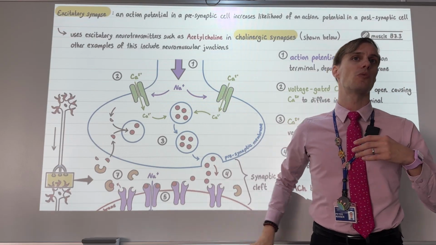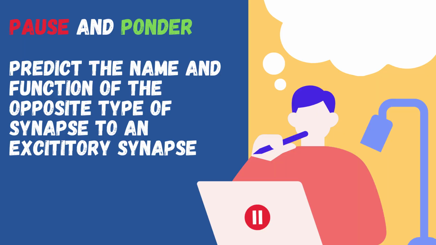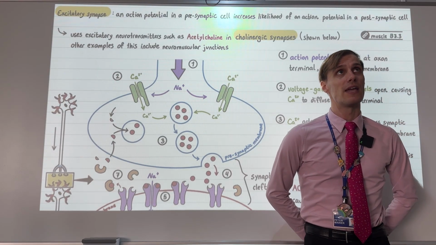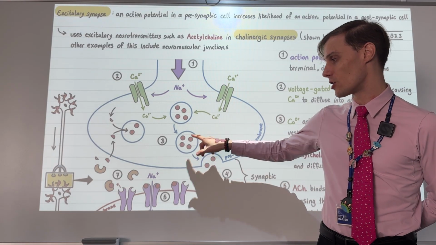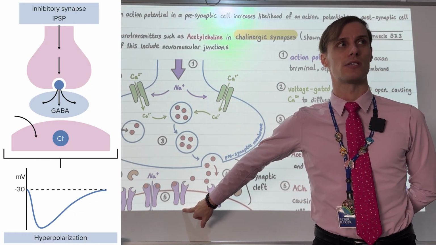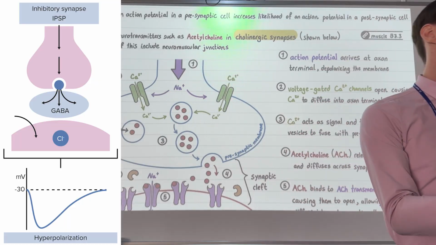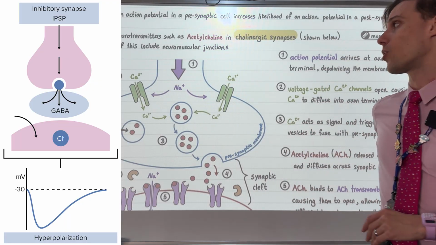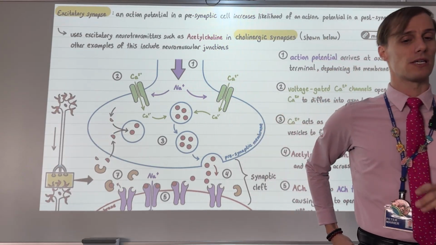Can anyone deduce what the opposite of this would be? The opposite would be a synapse where this cell is stopping this cell from having an action potential. That's called an inhibitory synapse. That's one that we're going to look at in HL. But in SL, we're only going to be focusing on an excitatory synapse.